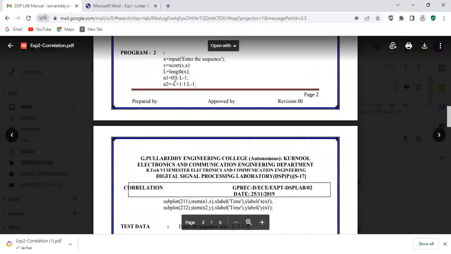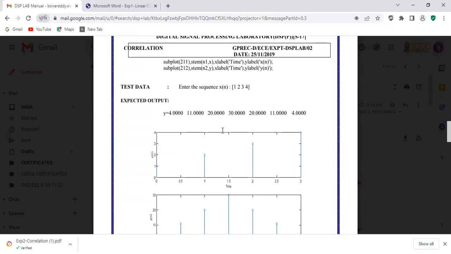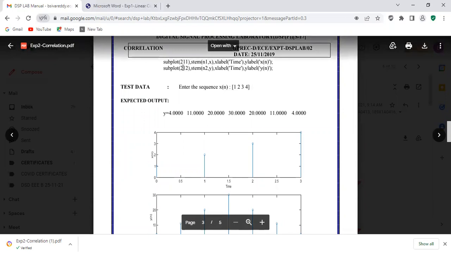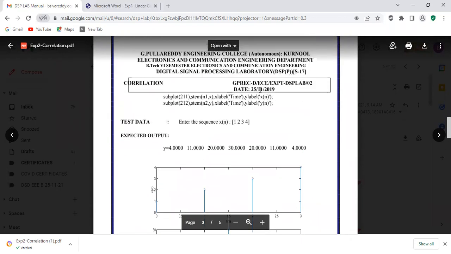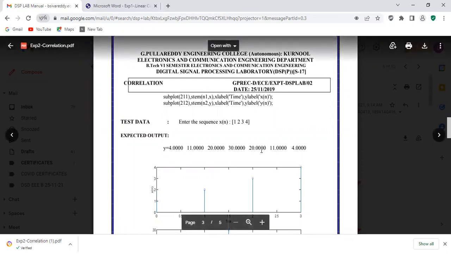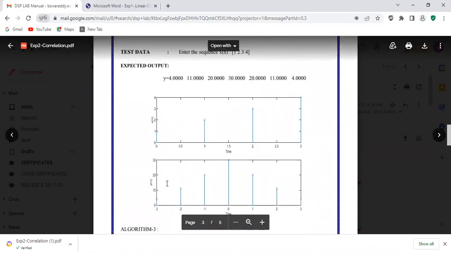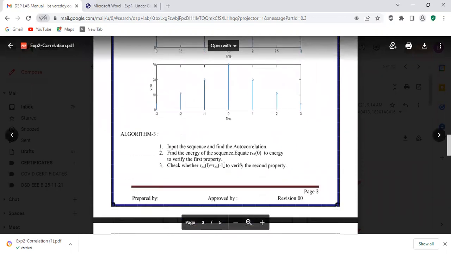L is the length of x, n1 has initial value 0, final value L minus 1, increment 1. n2 has initial value minus L plus 1, final value L minus 1, increment 1. Here is a simple subplot of 2 rows, first column, first figure, and 2 rows, first column, second figure. First one is x of n, second one is y of n, which is x of n with x of n minus k. You can get here y is 4, 11, 20, 30, 20, 11, 4. So you get the sequence x of n first, and y of n is the autocorrelation of these sequences.